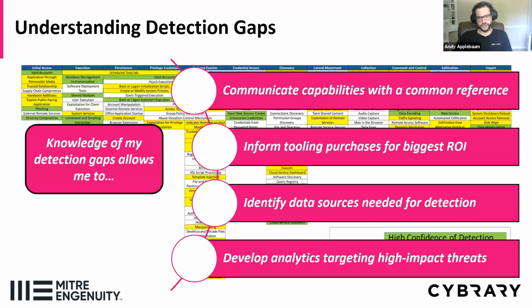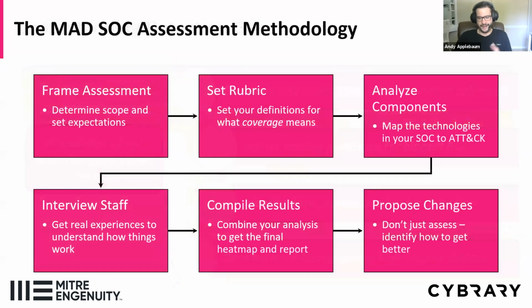You can also use this heat map to identify data sources to help enhance your detection program, and building off that, to develop analytics targeting the highest impact threats, really those gaps you might have that you think are most likely to be executed in your environment. So this heat map is great, and I love showing it, but one of the questions we get often is, well, how do I build it?